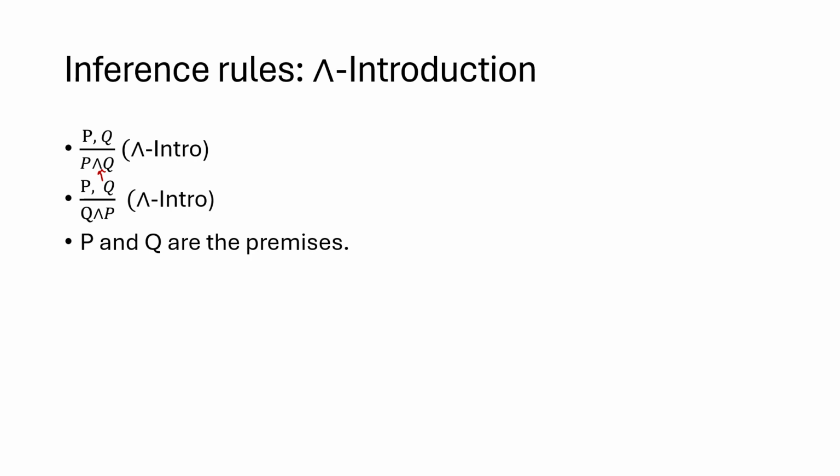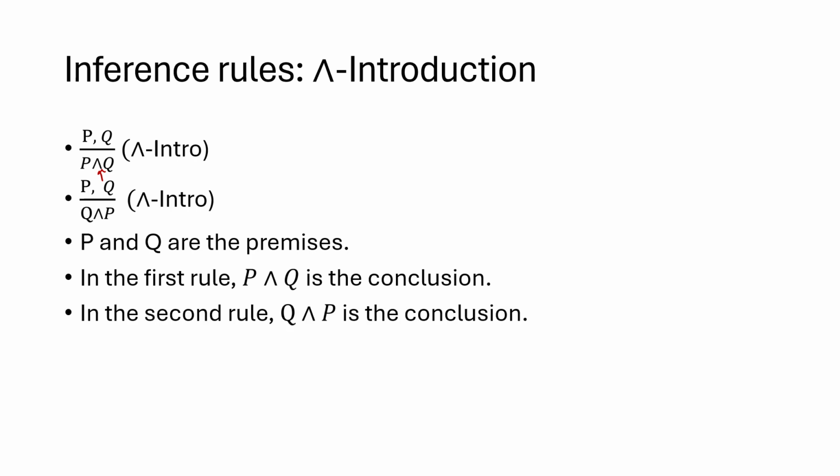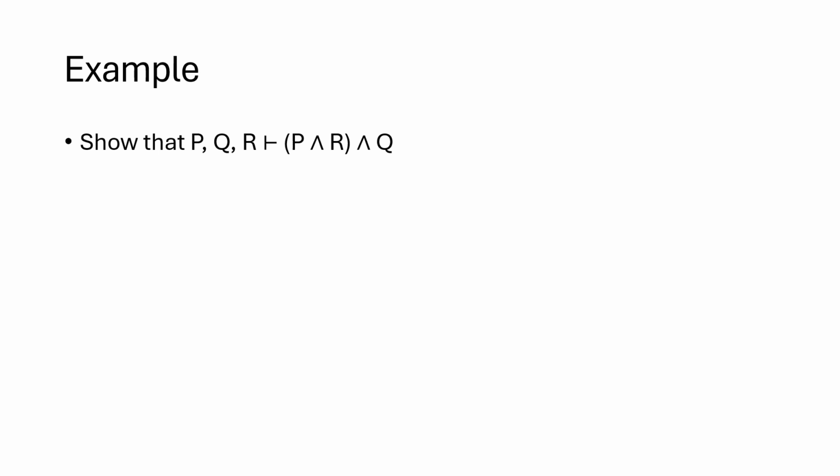And just to review the terminology, P and Q are the premises in these two rules. And in the first one, P and Q is the conclusion. In the second one, Q and P is the conclusion. Now, using this rule, let's do an example. So look at the turnstile here. On the left side, we have three premises, P, Q, and R.